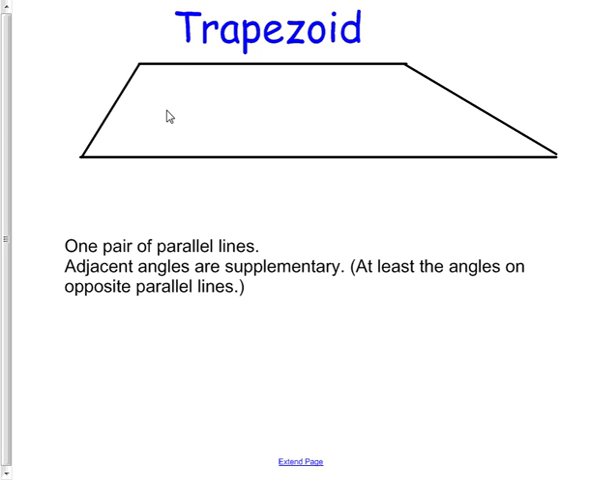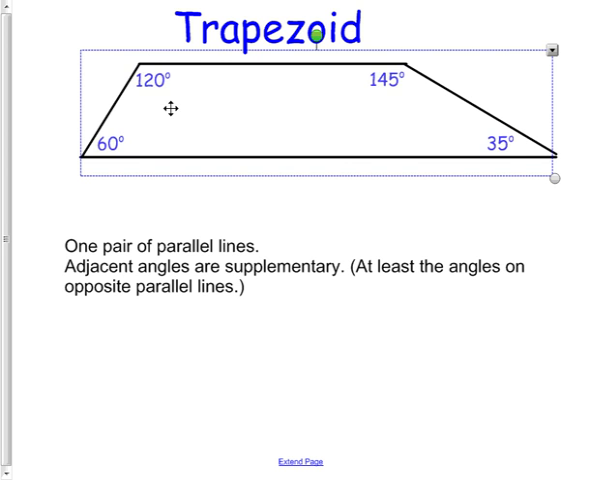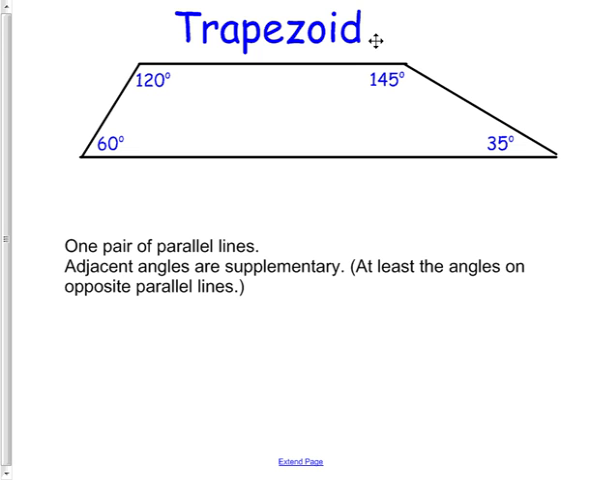So let me show you what I mean here. These angles right here, the 60 and the 120, these are supplementary. And so are the 145 and 35. But you can notice the 120 and the 145, they do not add up to 180. They add up to like, what, 265? So these angles that are on the same, we'll say, base, they're not supplementary. So the ones that are on the opposite parallel lines or the opposite bases, these are supplementary.